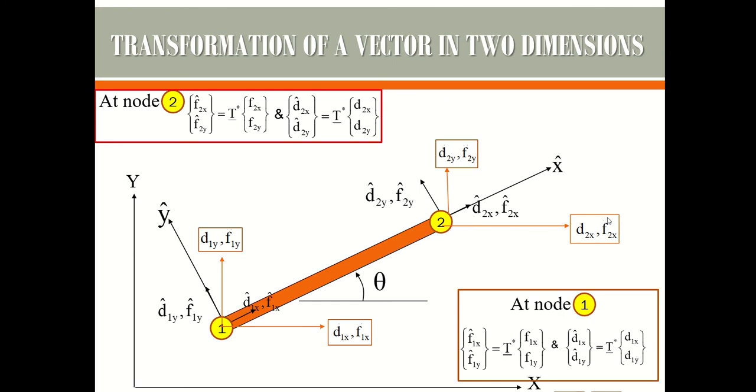This is the global displacement, based on the global coordinate axis, the displacement in the direction of the global x axis. This is the direction of y based on the global coordinate axis. And the rest are the same. This is in the local coordinate axis, displacement and force. This is displacement and force in the global coordinate axis. And you can use the formula. Most of the case, we will find the displacement based on the global coordinate axis first, and use the transformation to get the local displacement.